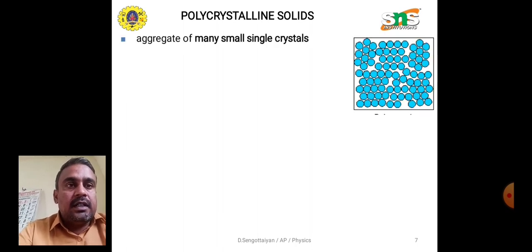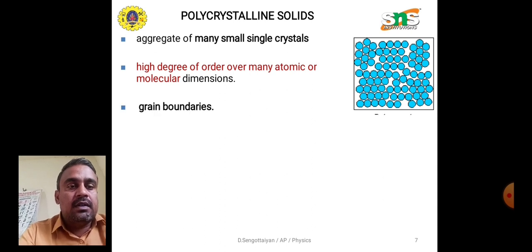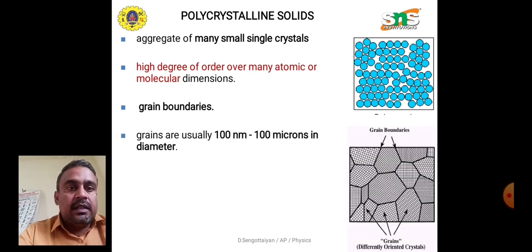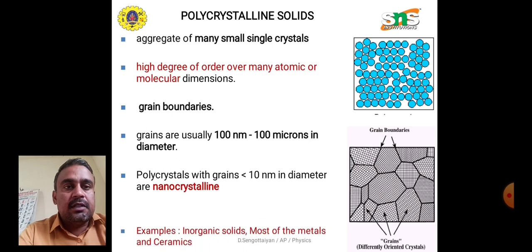Then, polycrystalline solids: many small single crystals, with a high degree of order over many atomic or molecular dimensions. The grains are usually 100 nanometers to 100 microns in diameter. Polycrystals with grains less than 10 nanometers in diameter are called nanocrystalline.